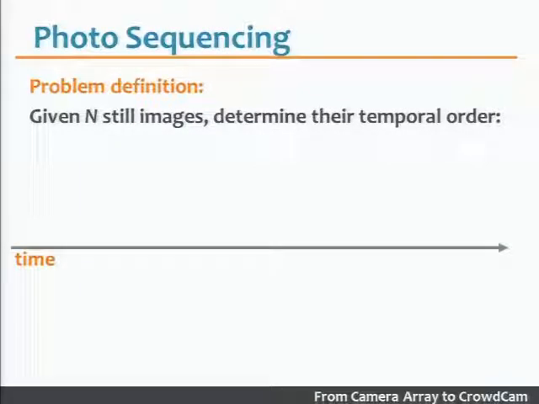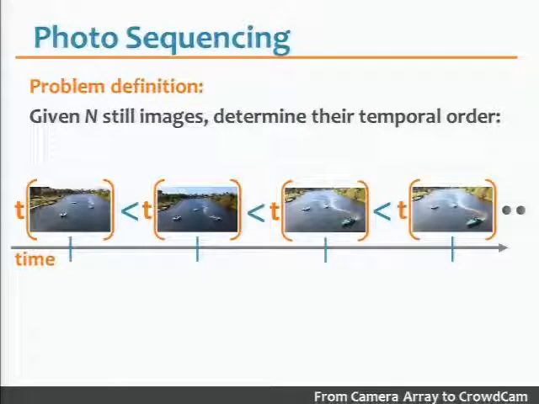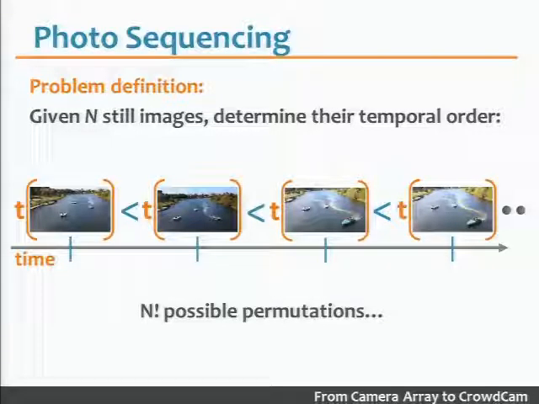And the problem we were addressing is photo sequencing. So we're given n images, and we want to determine the temporal order between them. So if we are given n images, we have n factorial possible permutations.